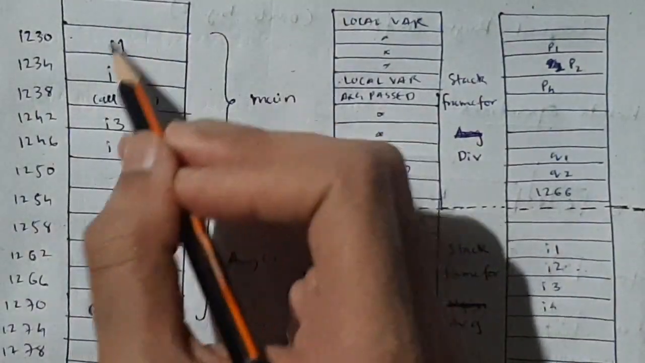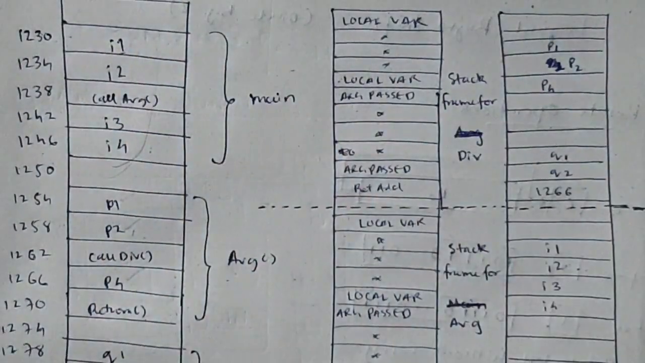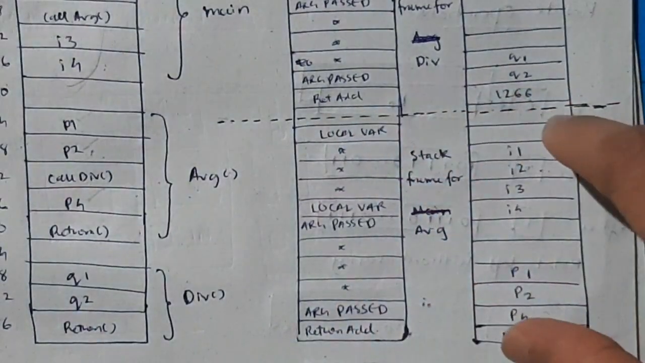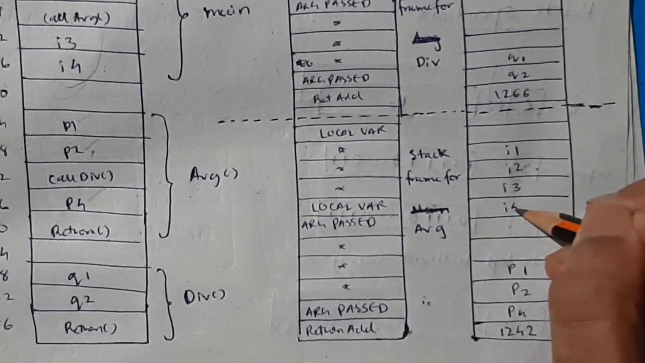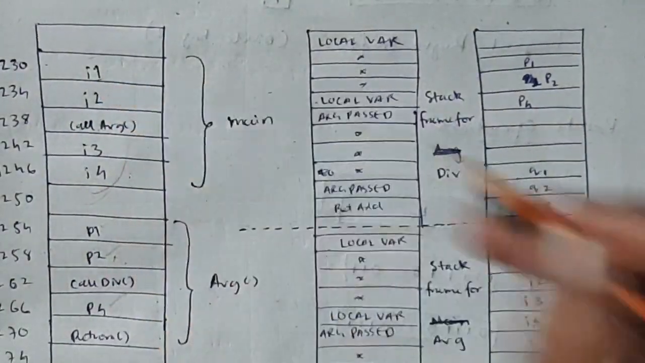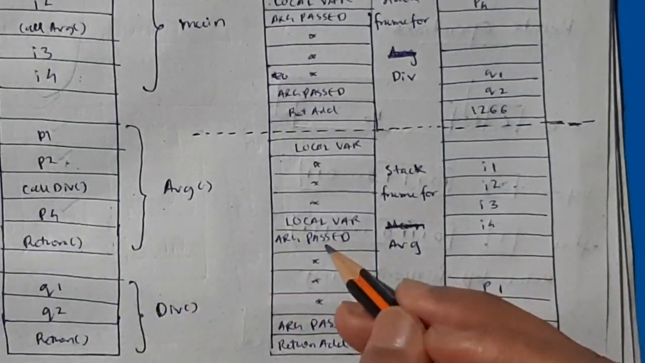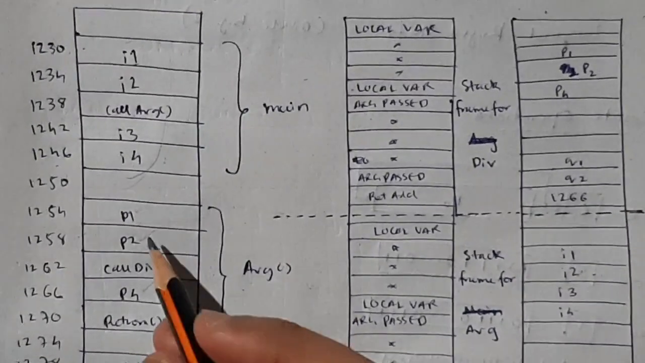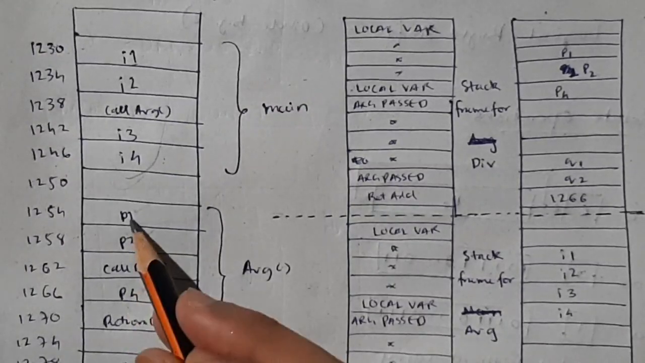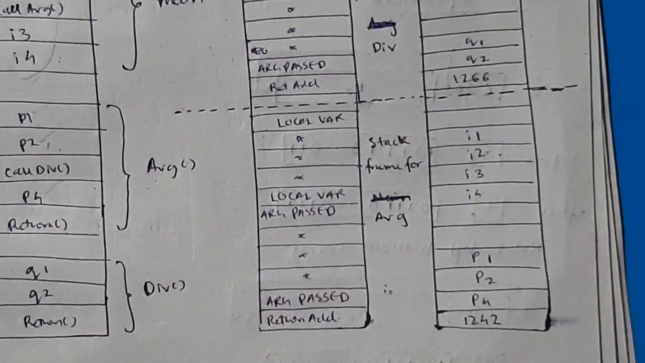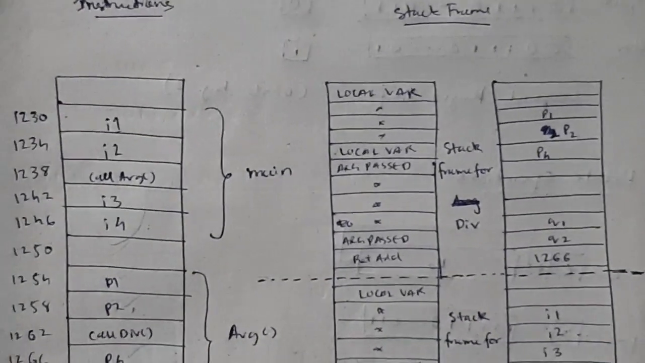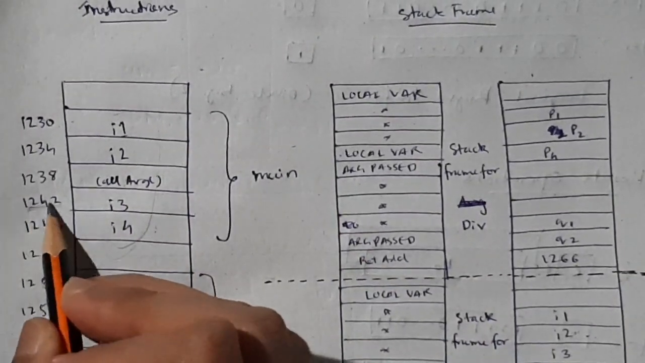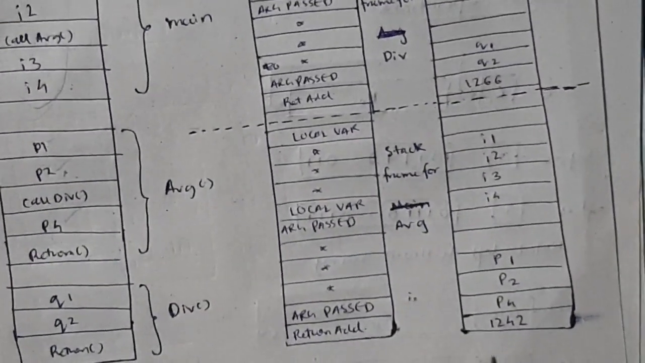When I execute this instruction, an area will be allocated in the memory, which is this area. This area will have the local variables i1, i2, i3 and i4 from the main, stored in the local variable part. In arguments passed, p1, p2 and p4 will be stored. These are the variables passed to the called function. Then the return address 1242 will be stored. After this gets executed, it should start execution from 1242, right? So it will be stored in the return address in this stack frame.